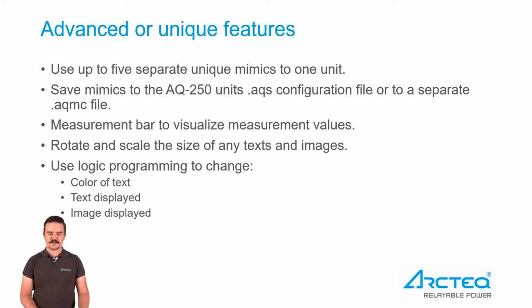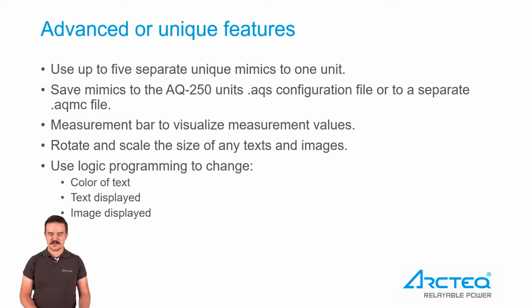Other advanced or unique features are using up to 5 separate unique mimics in one unit, or saving mimics into the unit's AQS configuration file, which includes all of the other features like protection, communication, measurement, and other settings like that. Or then you can save it into a separate AQ-MC file.